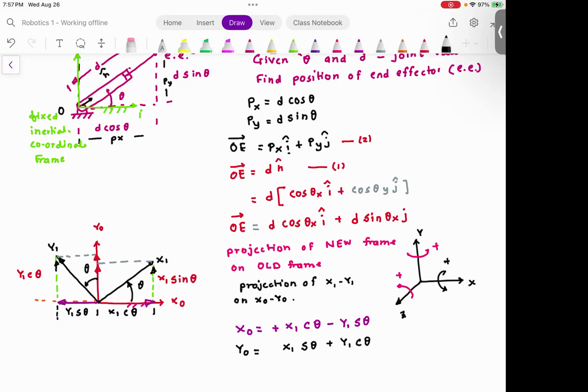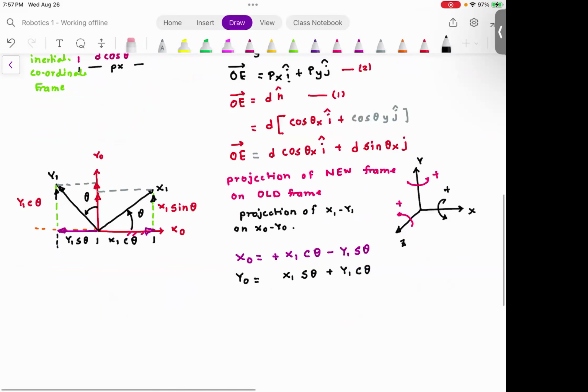And now if I ask you, what is the projection of z1 onto z0? You will tell me z0 is equal to z1. Why is z0 equal to z1? Because if you look at the first triad, x0, y0, z0, and the second triad, x1, y1, z1, z0 and z1 are aligned. Because this is the rotation about z. Do you agree with me?